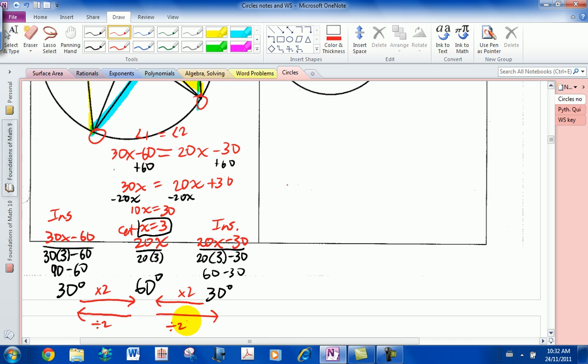So we're going to talk about that. The central angle, the middle one, is a lot larger. How much larger? Twice as big. Okay, so we're going to talk about that relationship in a second.